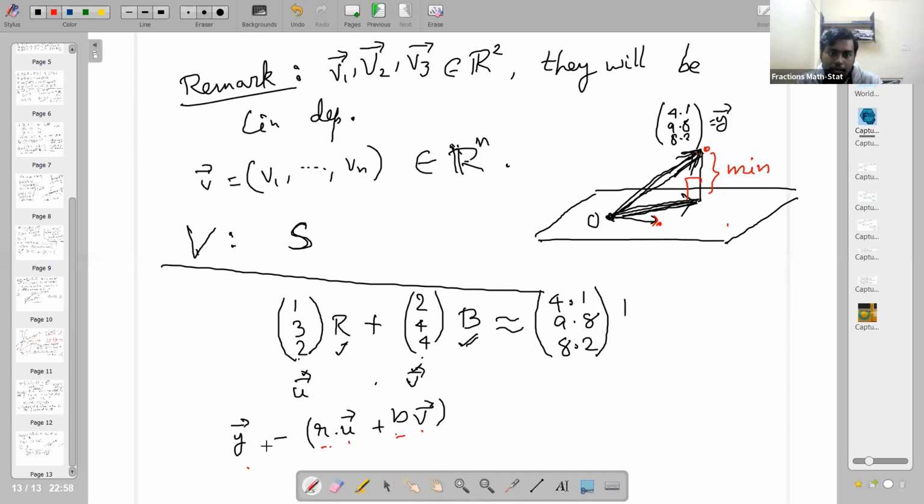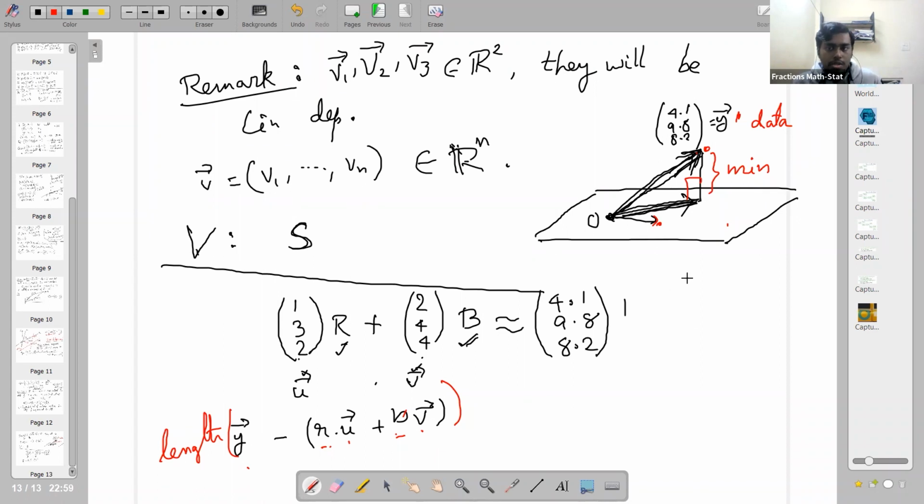So this vector is the residual vector. y is our actual data, and this is the linear approximation we are getting. So this is the residual, right? We want to minimize the length of this residual. And geometrically speaking, it is possible when this residual is perpendicular to this plane.